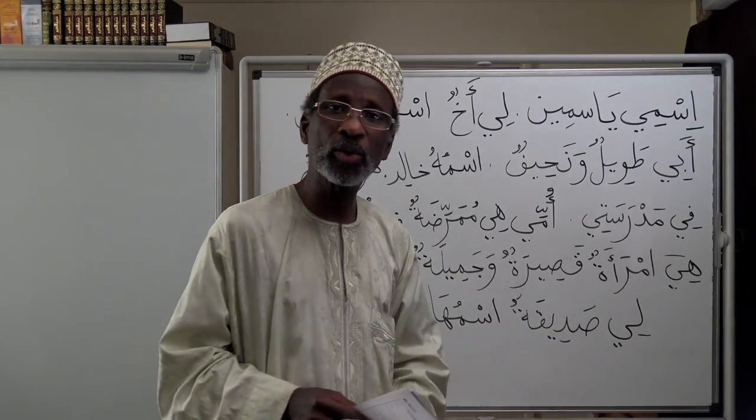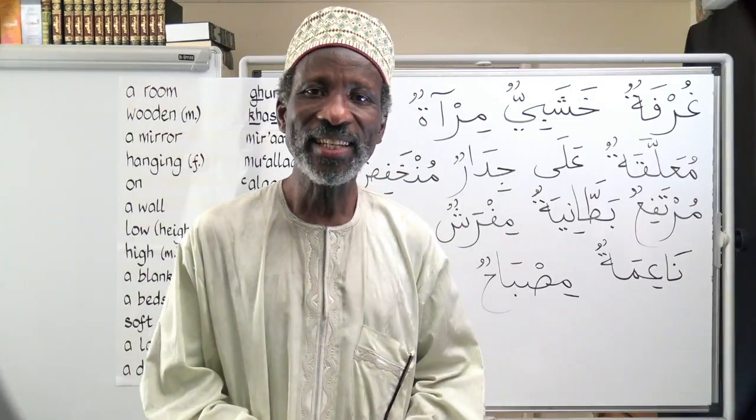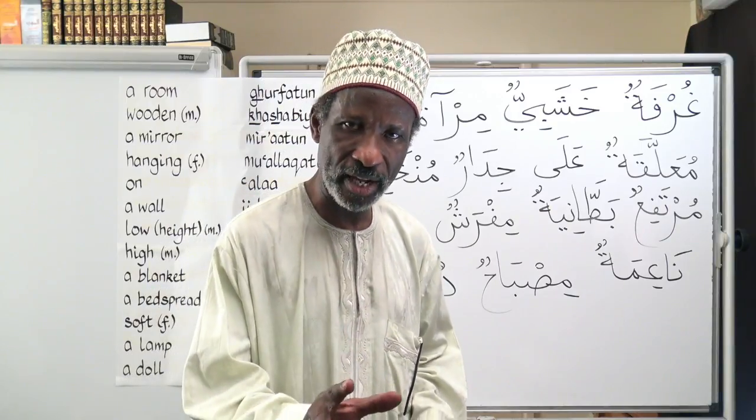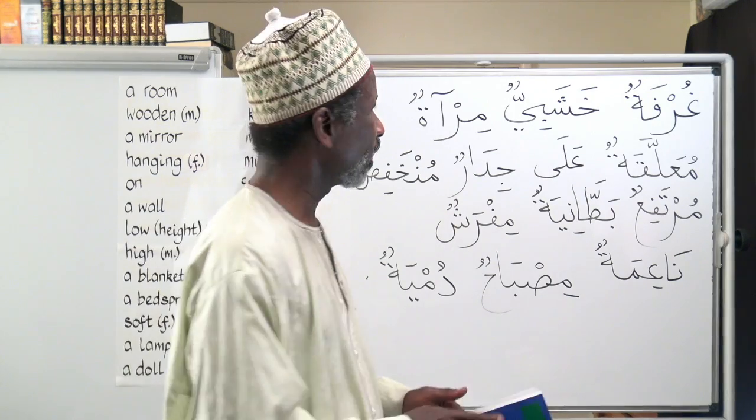لي صديقة اسمها فاطمة. Let's now go through the vocabulary on page 33 so that we can identify individual vocabulary.